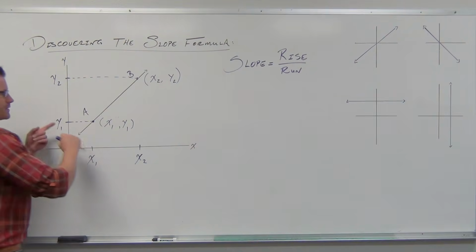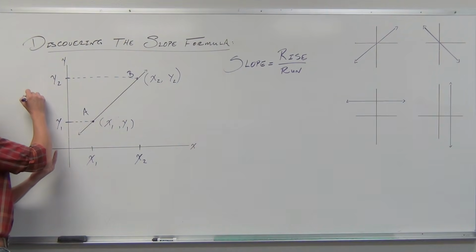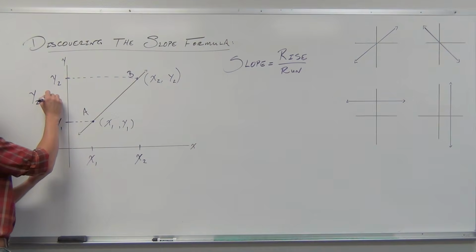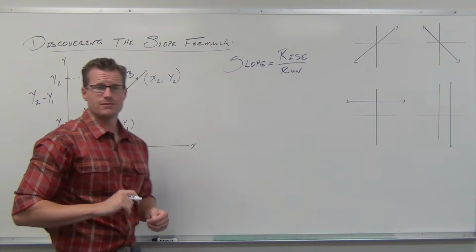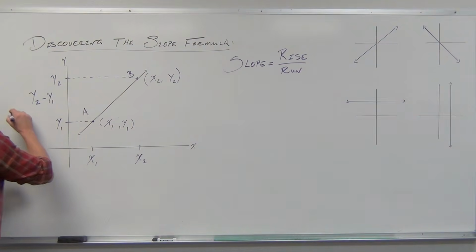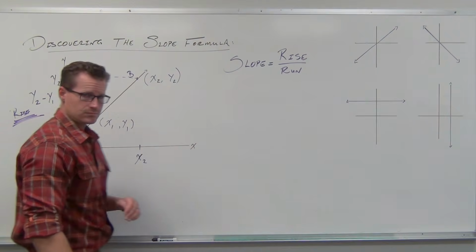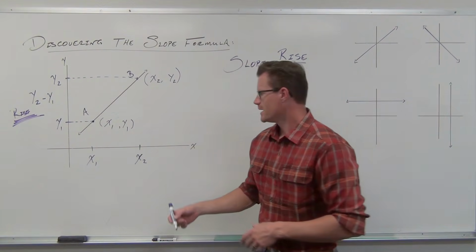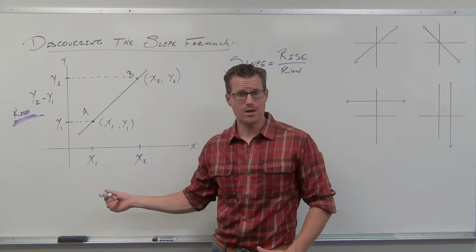So the rise says the distance between any two values is given to you by subtracting one from the other. That right there is the rise. If you want to, why don't you try to figure out the run right now?